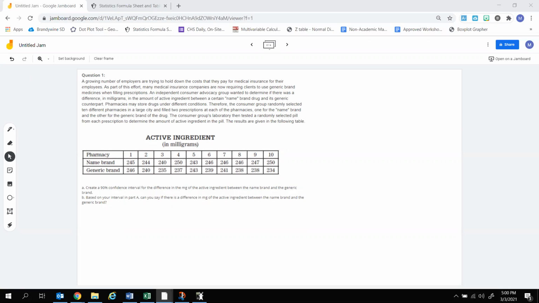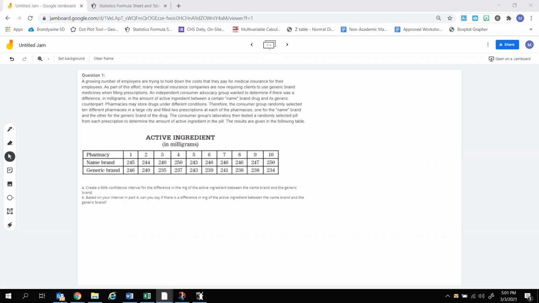So here we have a question where an independent consumer advocacy group wanted to see which drug had more active ingredients, the name brand or the generic brand. So they picked 10 random pharmacies and they sampled a drug randomly from each of them. Now, the important thing to know about this is that this is a matched pair scenario.